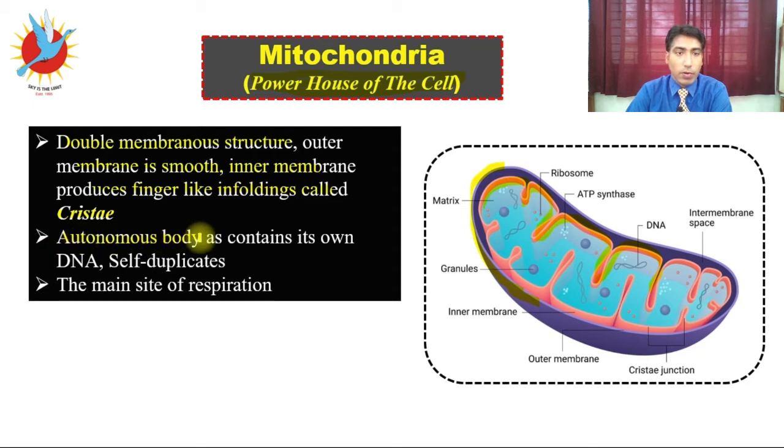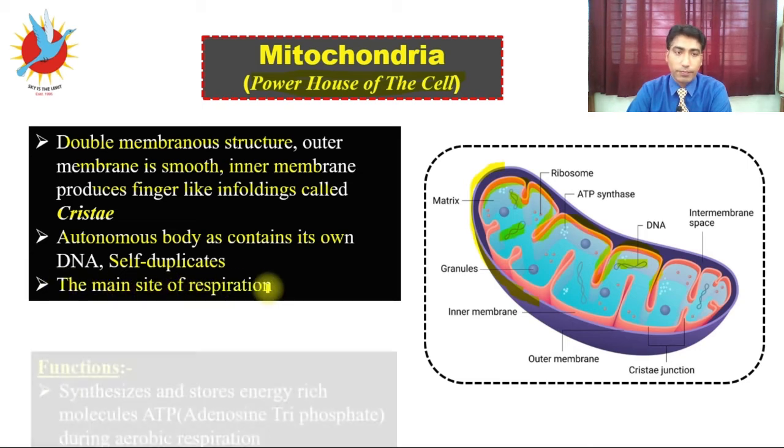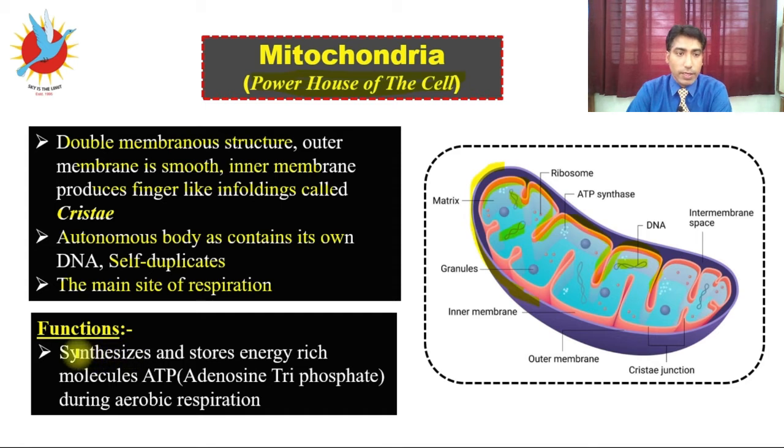It is an autonomous body as it contains its own DNA. Thus it can self-duplicate. Here you can see easily that inside the matrix of the mitochondria, DNA is present. So it is the cell organelle which has its own DNA, so it is an autonomous cell organelle. This is the main site of respiration. The function of the mitochondria is to synthesize and store the energy-rich molecule ATP, adenosine triphosphate, during aerobic respiration. That is why it is called the powerhouse of the cell, because it produces energy and can store the energy in the form of ATP.